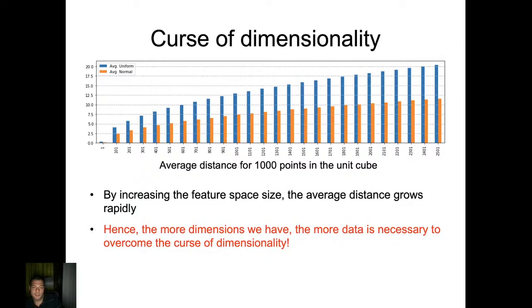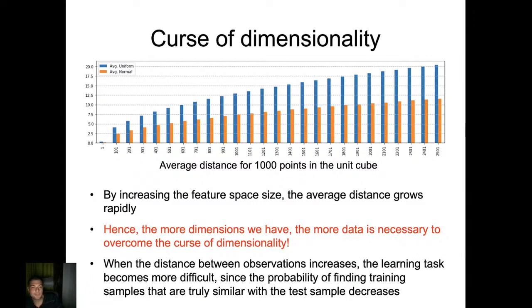Yeah, so the more dimensions that we have, the more data is necessary to overcome the curse of dimensionality. For example, if the optimal number of data points for 100 dimensions is 100, then if we want to obtain similar results, the average distance should be in the same range. So we will need to add more data points to decrease the average distance to about the same range. And this will increase our performance, but of course this is not always possible.